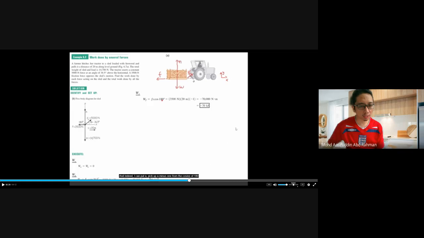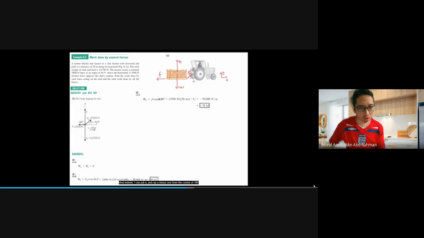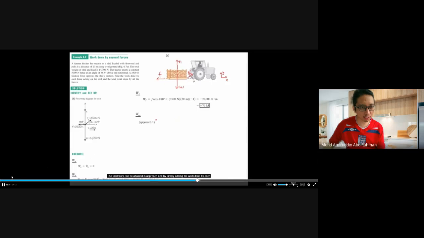Okay, and then the next one, we need the component in the x direction. So we have the work from the tractor. If a force points opposite to the direction the object is moving, that force gives rise to negative work, and indeed I pick up a -1 from the cosine of 180. So we have the work from the tractor, and then the total work can be attained.